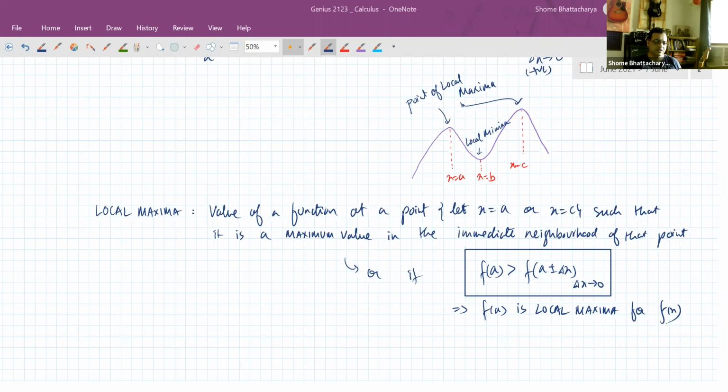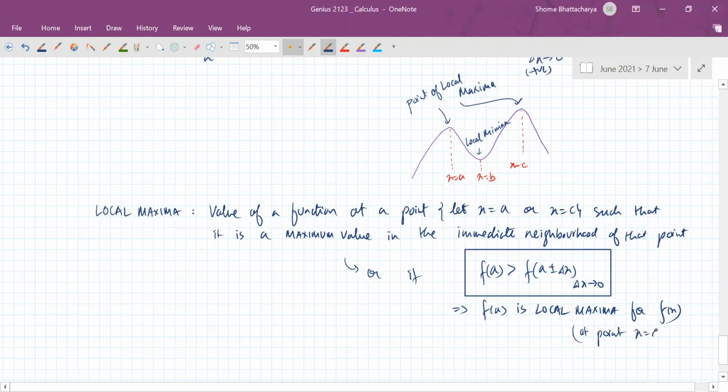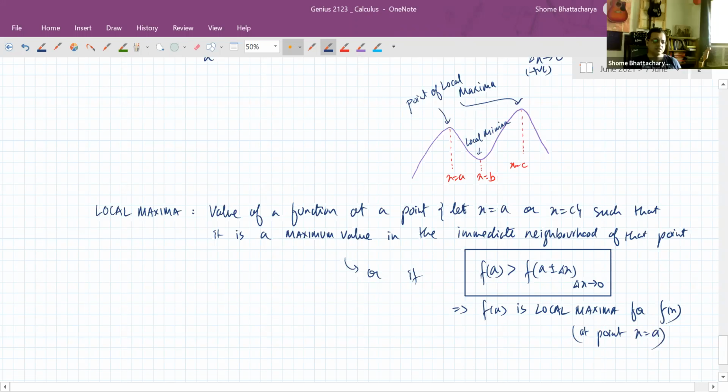So this is the condition for local maxima of f of x at the point x equal to a. And in this case, it applies to the point C also.